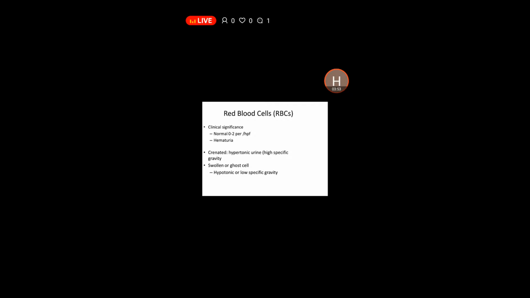Red blood cells, or RBCs, normal, there are 0 to 2 per HPF, meaning high power field, or 40x. If there is an abnormal amount, we call this hematuria. Red blood cells can be either crenated or swollen or ghost cells, and this is highly dependent on the specific gravity of the urine. Crenated cells are from hypertonic urine, meaning high specific gravity, and these red blood cells are hypotonic or low specific gravity, and these can be overinflated red blood cells.